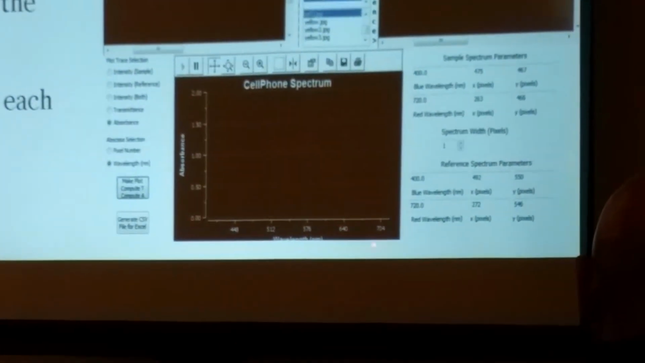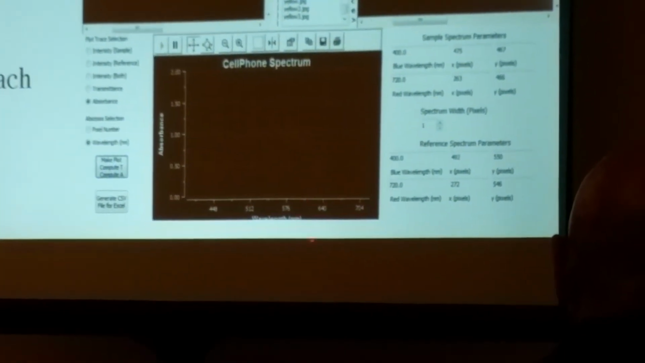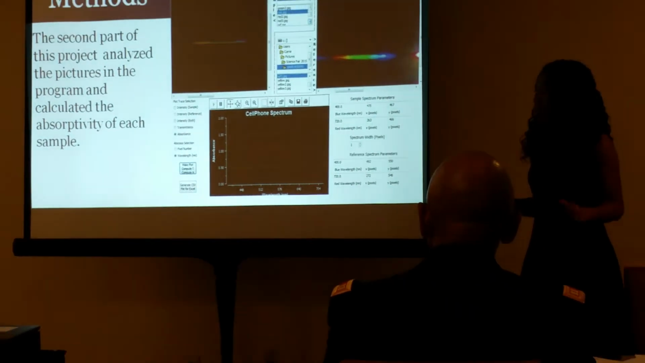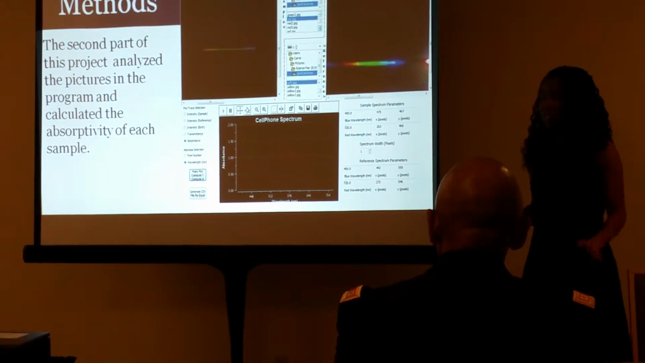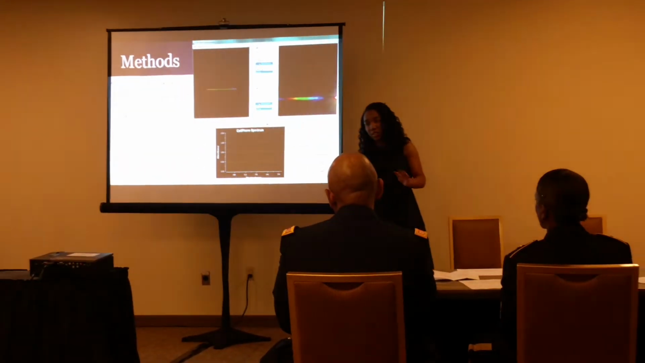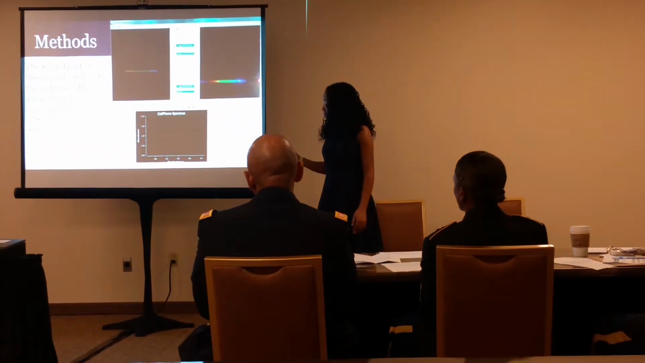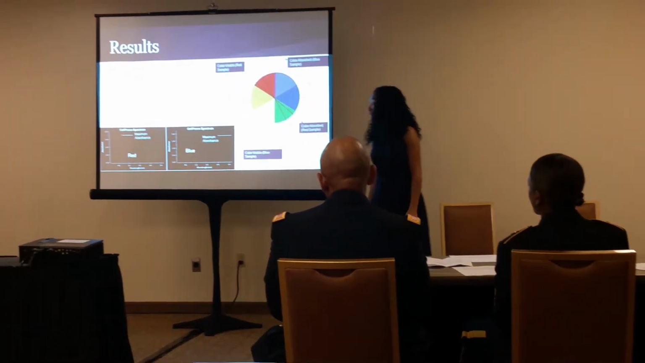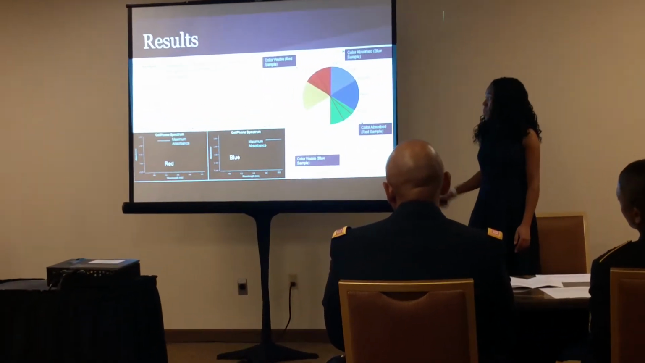If you remember back at that color wheel I had before, around the 700, 600 range, that's where your reds are, and around 400 range, that's where your violets are, and in the middle is where your yellows and your greens are. So these are my results once I did my red and my blue sample.